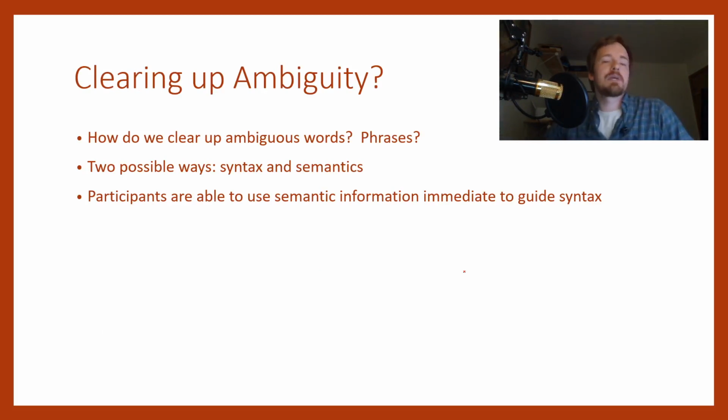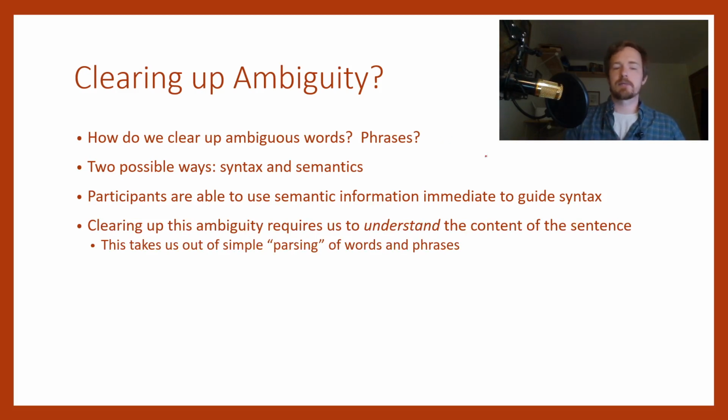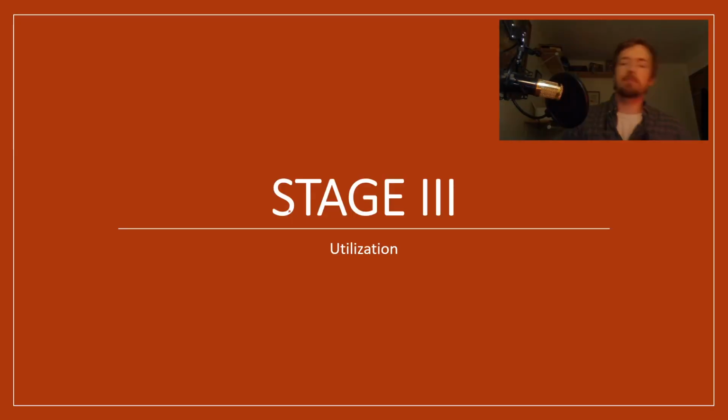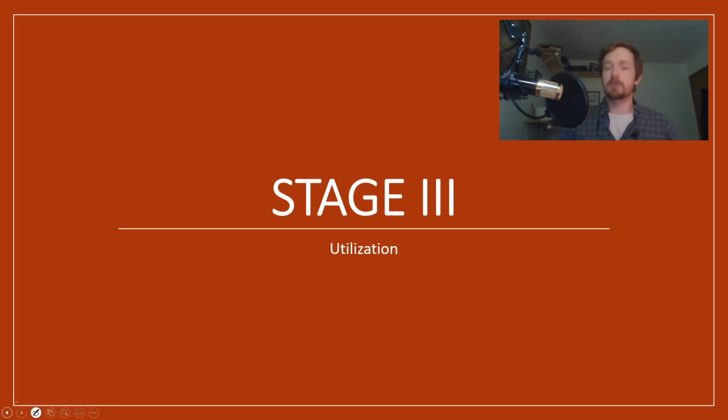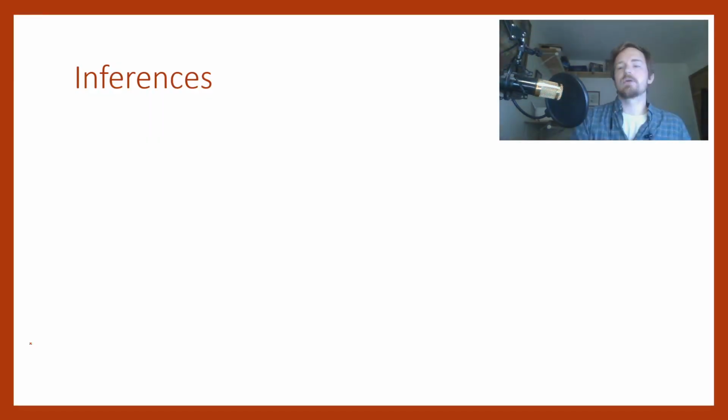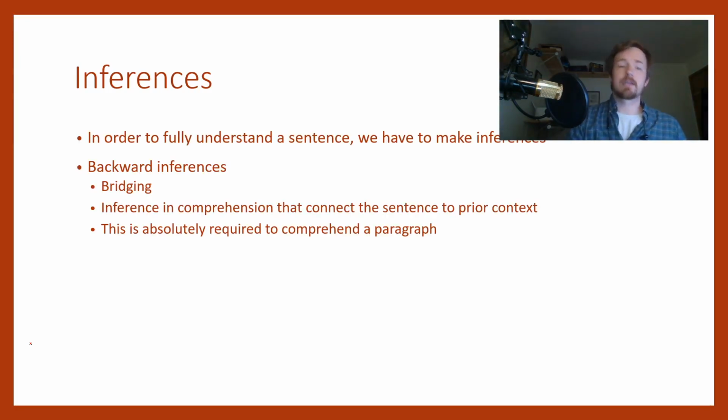So how are we able to clear up this ambiguity? We've already talked about this a little bit. Part of it is going to be the syntax that we use, and part of it is going to be looking for context clues that help us understand what we are reading. But in order to clear that up, we need to move forward to the third, final stage of language comprehension, which is utilization. In utilization, in order to clear up ambiguity, we're going to have inferences. These inferences can be forward and they can be backwards.